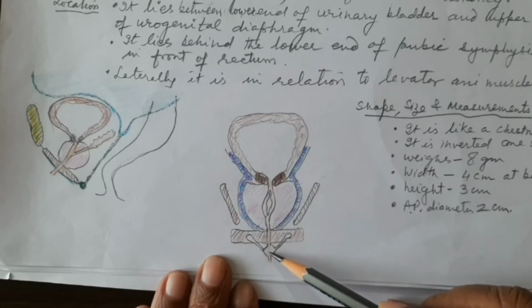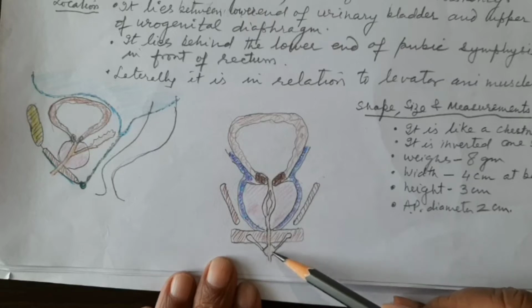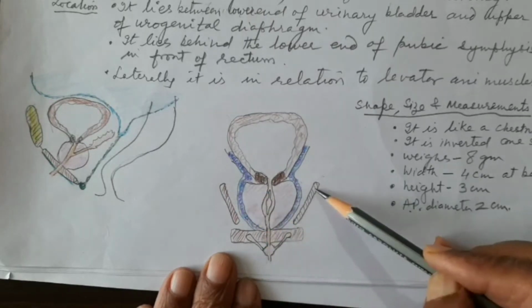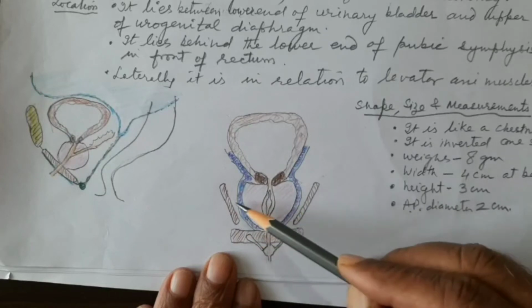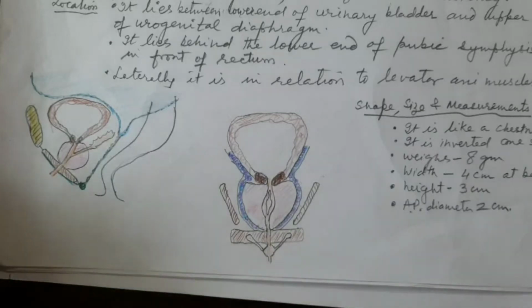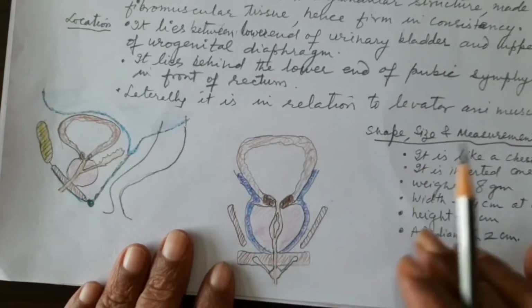This is the bulbar part of the penile urethra, and these are the bulbourethral glands opening into the bulbous part of the penile urethra. On either side of the prostate, you are seeing this muscle. This is the levator ani muscle. I hope that you have got a rough idea about the location of this prostate.